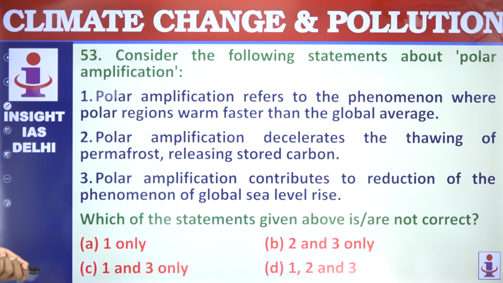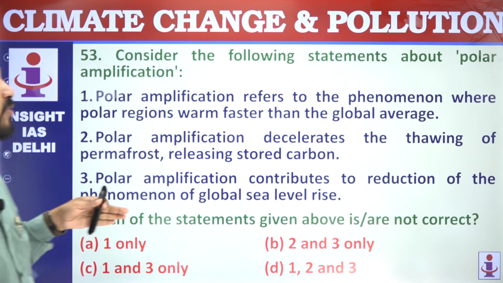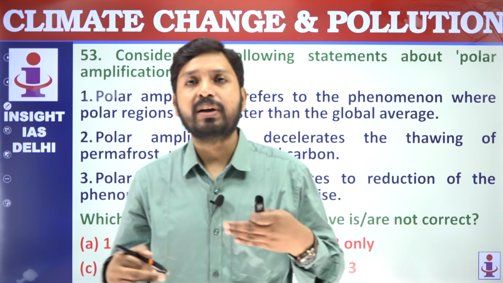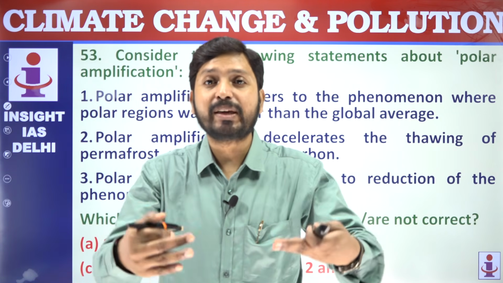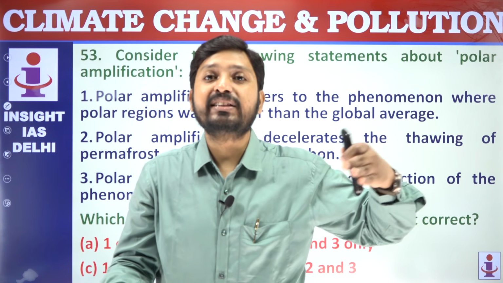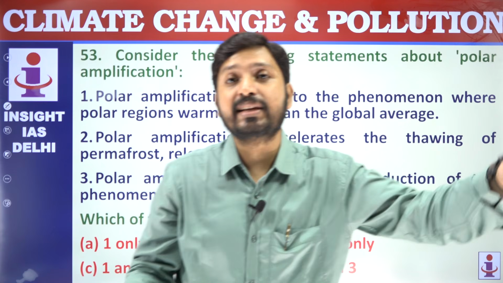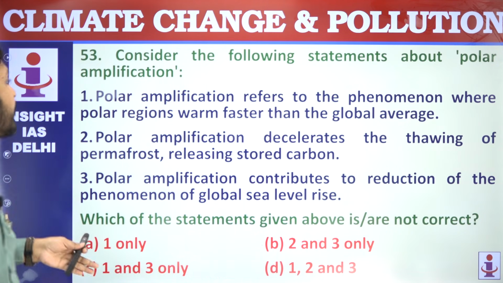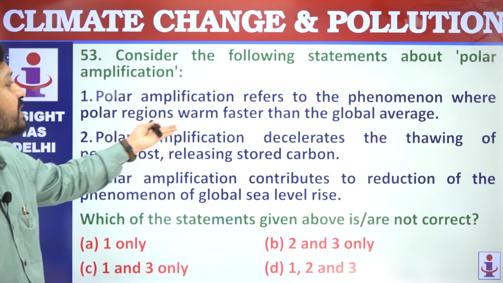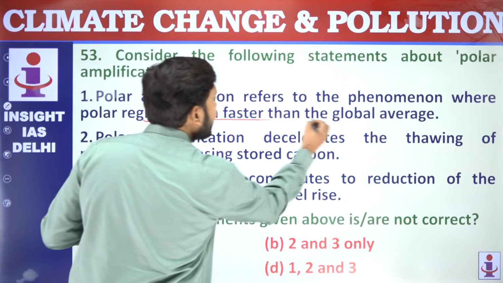Consider the following statements about polar amplification. Polar amplification is nothing but, globally some climate change is occurring, right, because of the global warming. Okay, so when this global warming happens, compared to the other regions of the world, in the Arctic region the temperature is increasing at twice the rate. Okay, that is nothing but polar amplification. So let's read. Polar amplification refers to the phenomena where the polar regions warm faster than the global average.